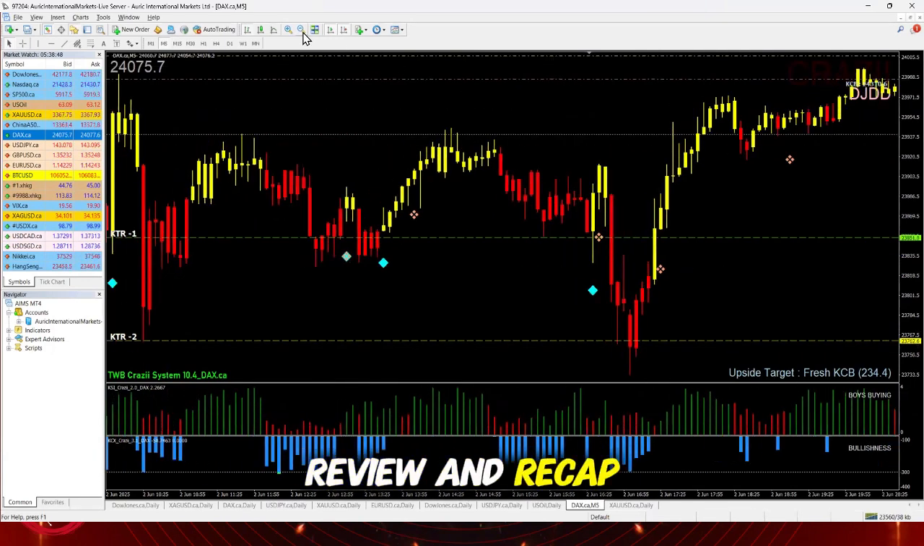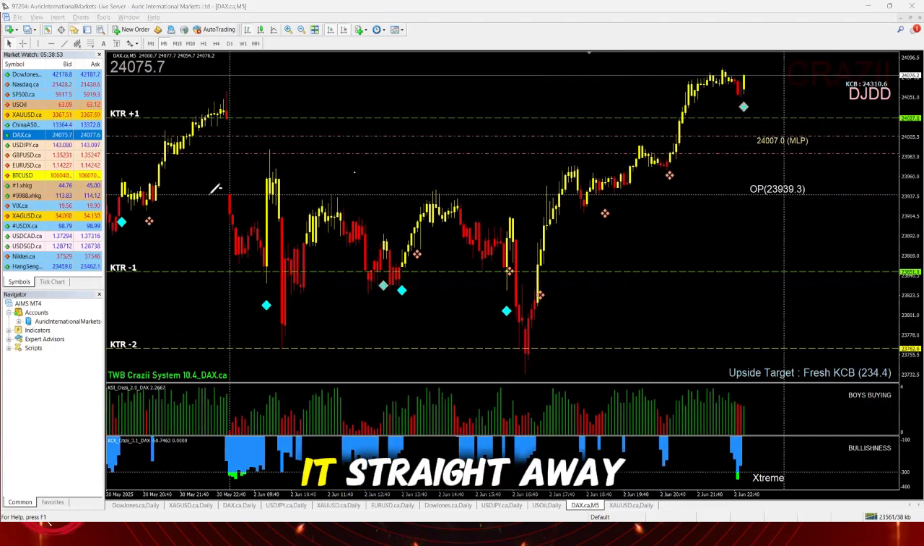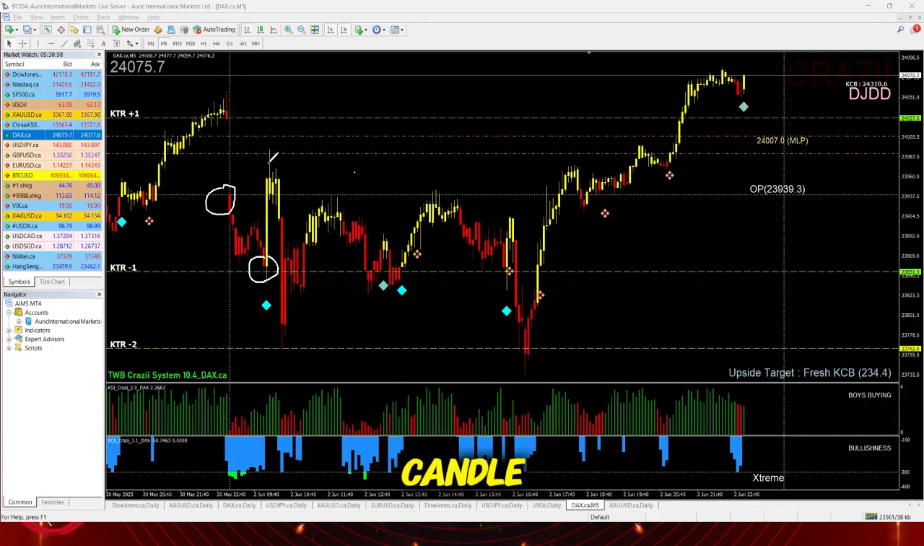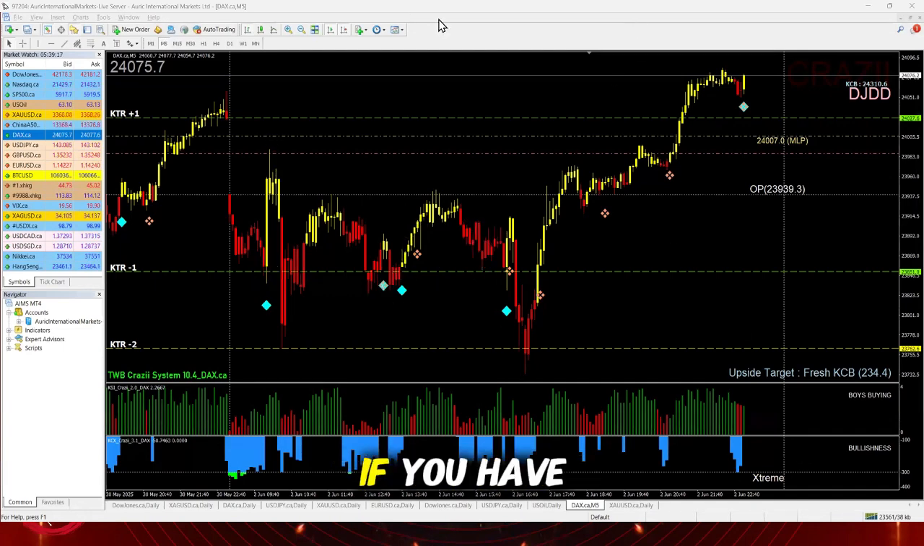Okay, so let's review and recap what happened. When the market for DAX opened, it straight away went down to the KTR -1 because of the coloration of the candle. Then it recovered, hit the KCB, couldn't go up, pulled back down again, and the double diamonds here tell me that you draw a line accordingly, and once it breaks down, you can sell all the way. All right. So that is how we would trade the DAX yesterday. If you had given me a chance to trade for you, or you were to trade on your own, this is how you would put your orders into the market.